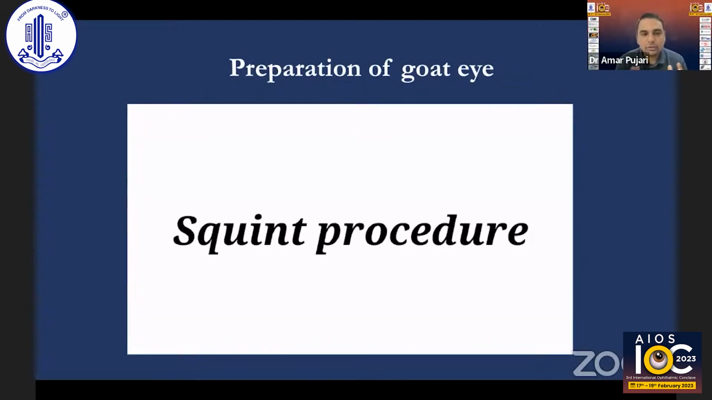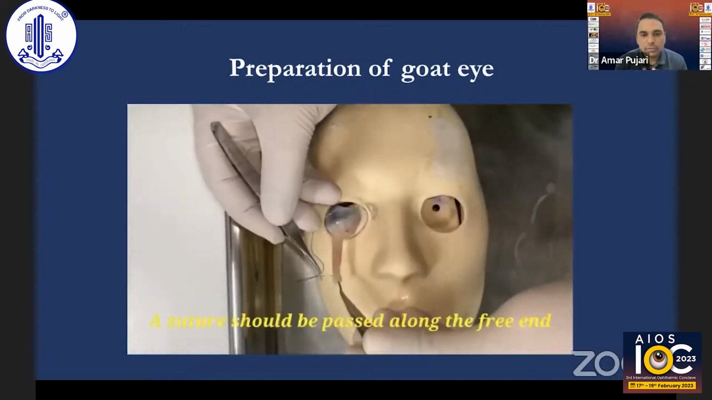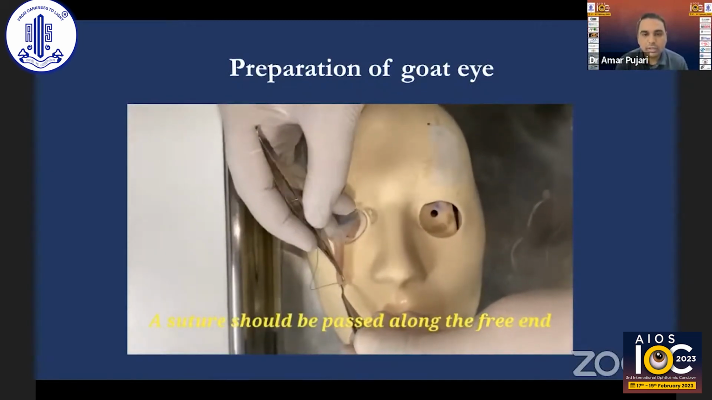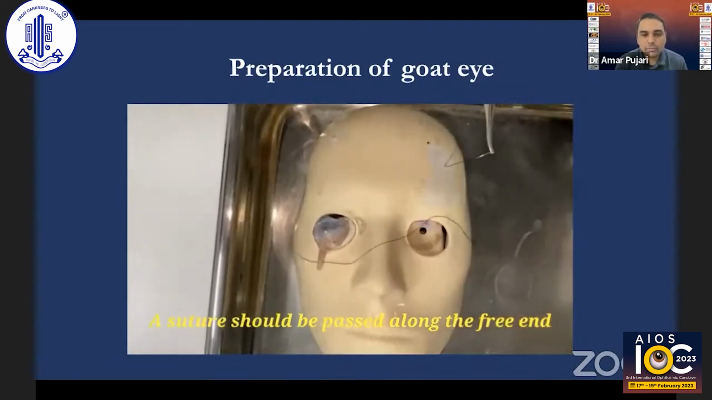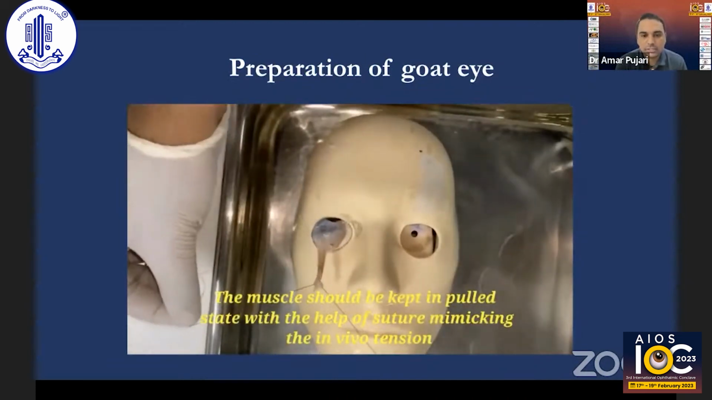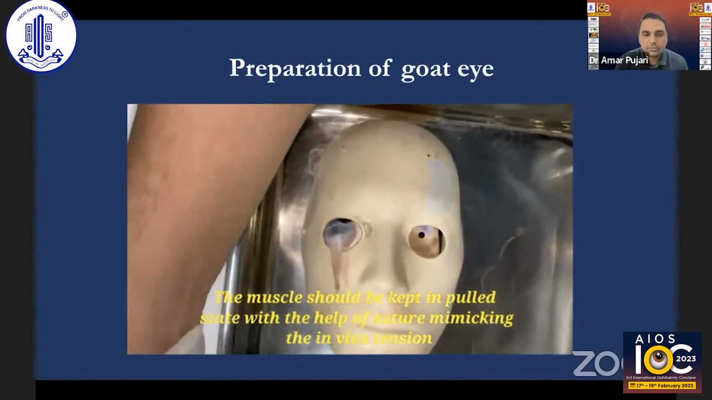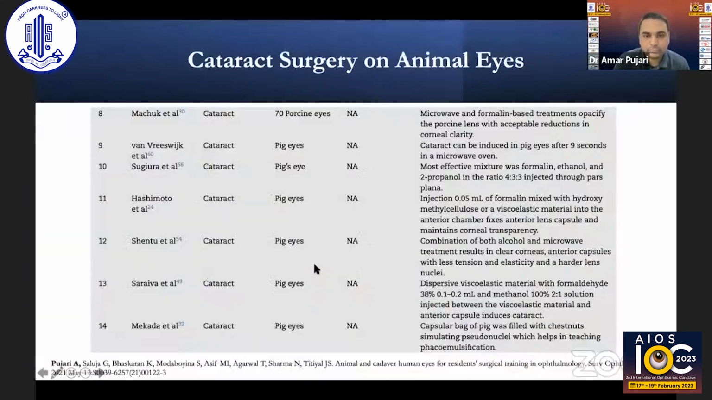For squint surgeries, we are going to put the wrapped globe inside that mannequin head orbit. And after that, we are going to suture the free end of the muscle, just to simulate the resting tension within the muscle, we are going to attach this one to the neighboring strand.